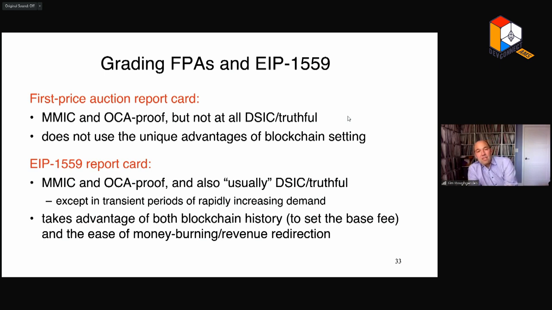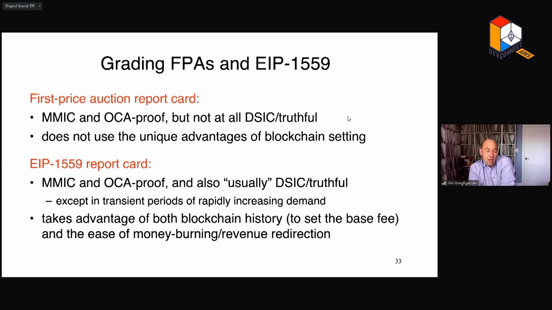And so EIP 1559, in making this set of changes, retains the robustness to miners and robustness to cartels. It has those properties for quite different reasons than a first price auction, but it does have both of those properties. And also in normal operation, you have that third property that we really want, a truthful mechanism where there's an obvious bid. It's trivial to figure out how you should participate. There is this "usually" qualifier, because you lose the truthfulness condition if there's a sudden demand shock.